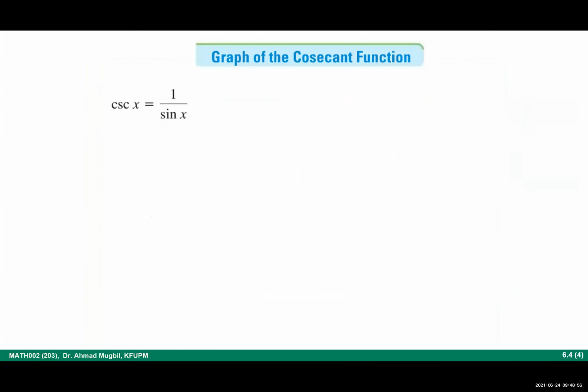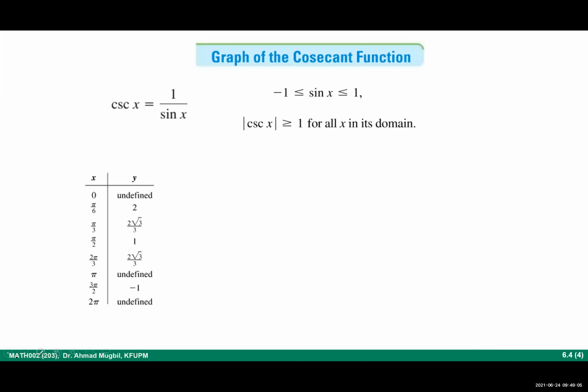For cosecant, the same. For cosecant function, it is the reciprocal of sine. Sine is between -1 and 1, so cosecant will be greater than 1 or less than -1. Again, if you tried plotting points, it will not be practical. So the best way to do it is to sketch the graph of sine. Do you remember the graph of sine? This is the graph of sine.